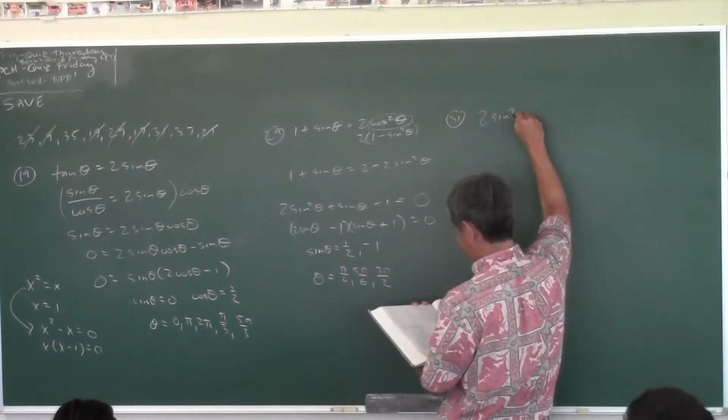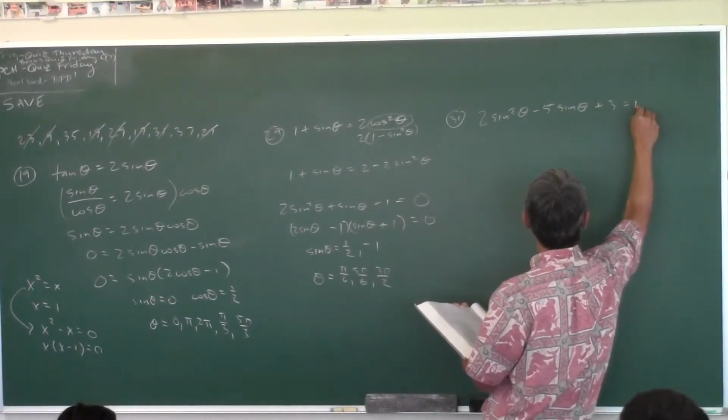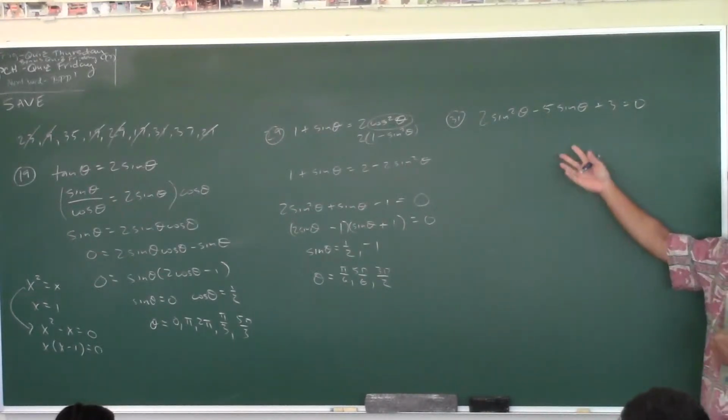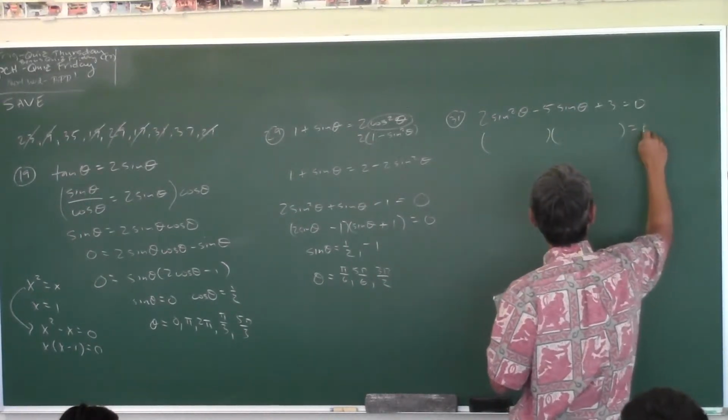2 sine squared theta minus 5. Look, the thing is just set up. You need to use that one. Okay, but maybe I'll give this one, but this one's kind of easy because look, it's all set up already. Look, one side is 0. All you gotta do is factor it.